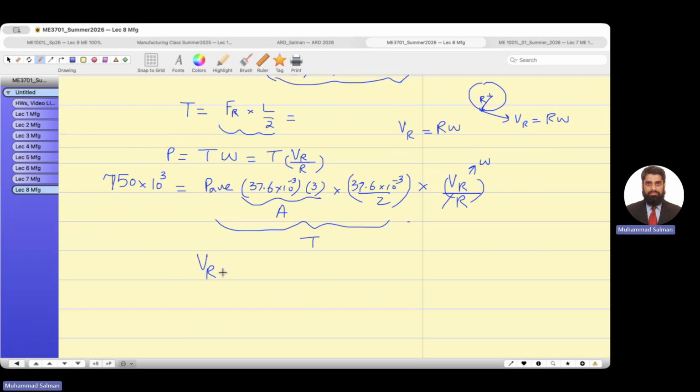And if you do the math here, VR equals 0.83 meters per second. I'll give you some time to verify.